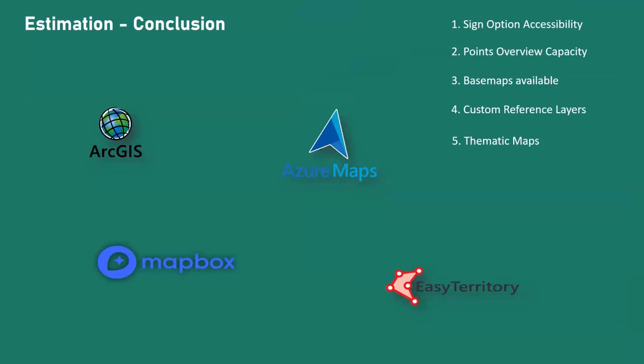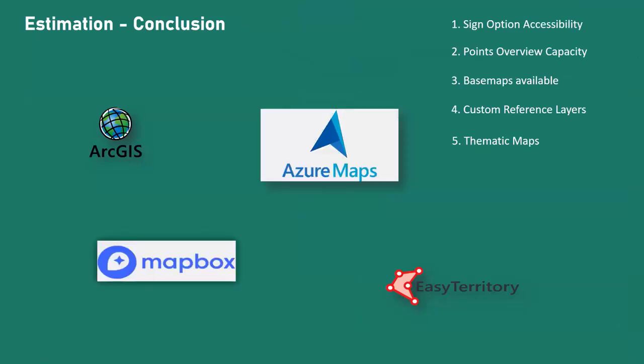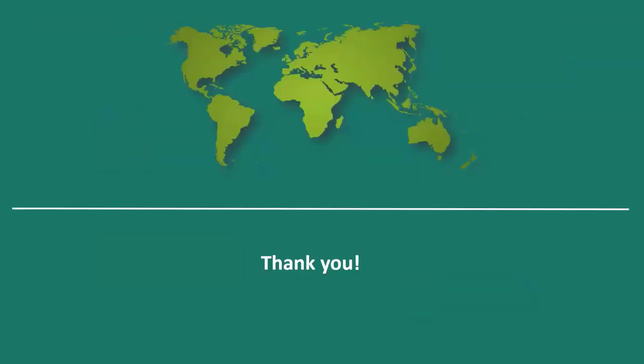What matters, and this is my personal opinion, is the accessibility. So I like both MyBox and Azure Maps because they are much easier to access, and all their options are out there. So thanks very much. That's it.